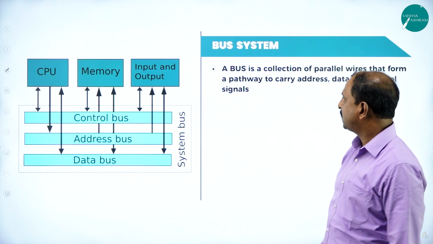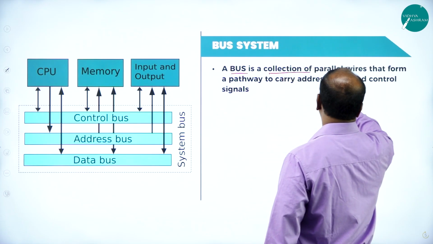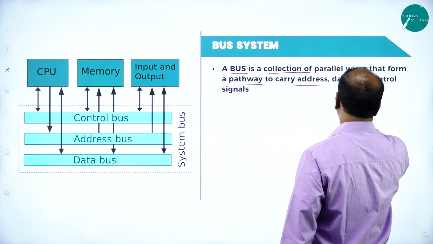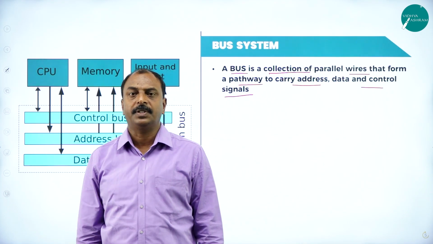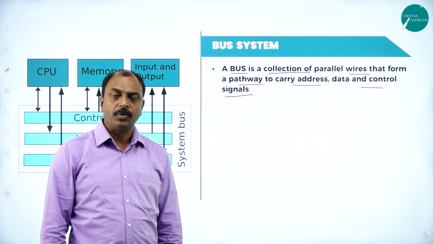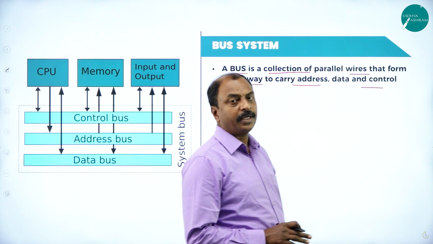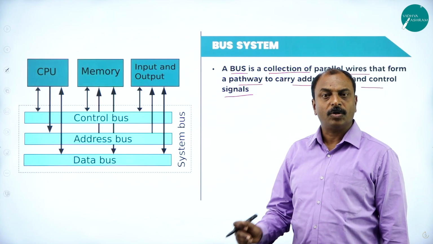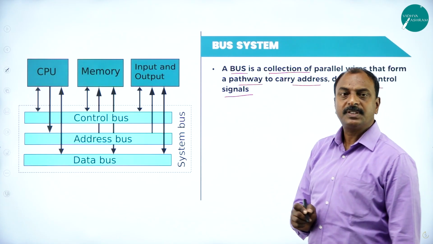So what is a bus system? A bus, if you look at the definition, is a collection of parallel wires that form a pathway to carry address, data, and control signals. We have seen that there are many components mounted on the motherboard, and how these components communicate among themselves, or how the communication takes place between different components on the motherboard, is through a bus system.